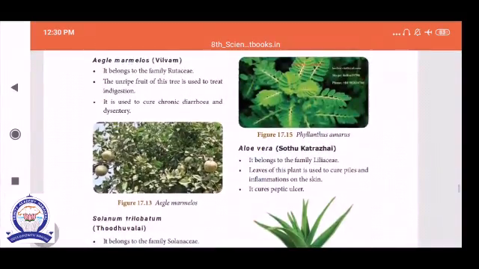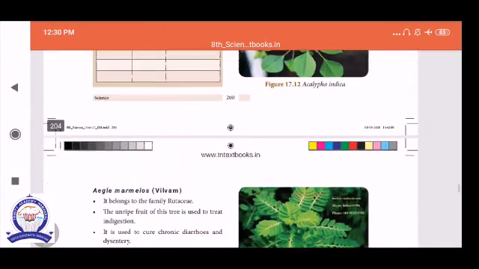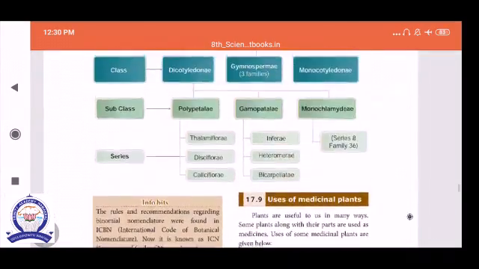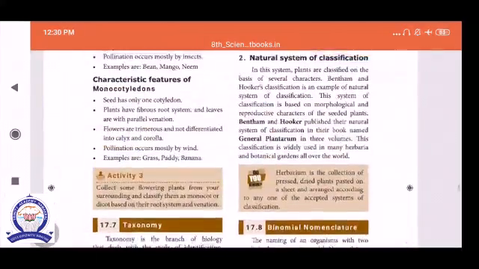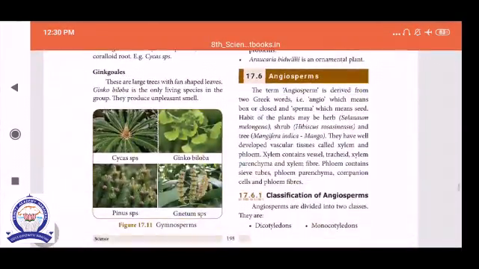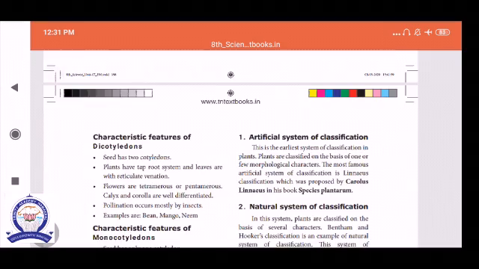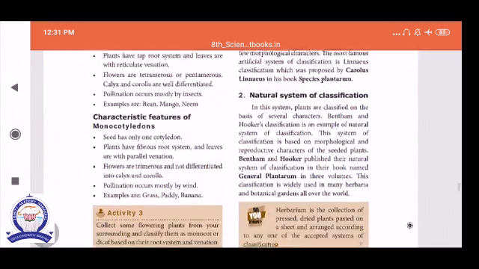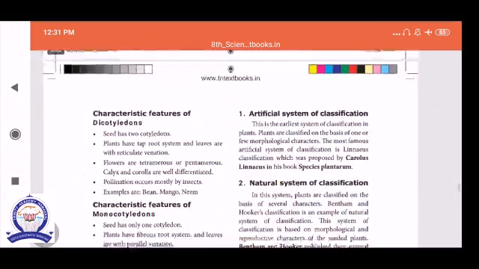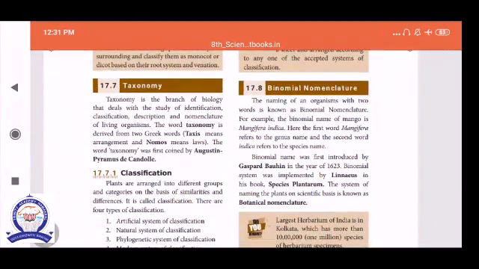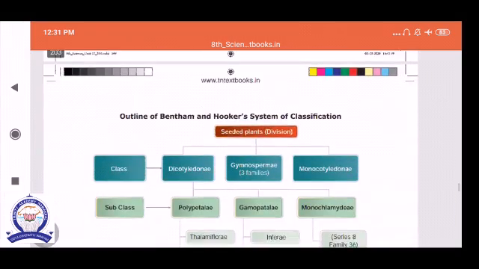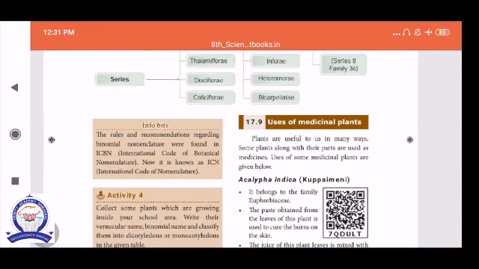Today we have studied, once again: first of all, Angiosperm, what is meant by Angiosperm. Then classification of Angiosperm, the characteristic features of both monocot and dicot. Then the classification of Angiosperm, two types: artificial system and natural system of taxonomy. Then binomial nomenclature, then the pie chart outline of the Bentham-Hooker system of classification. Finally, uses of medicinal or herbal plants.